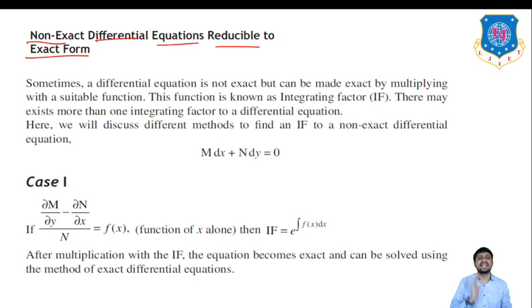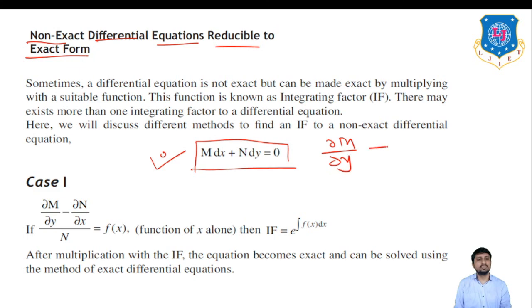In your syllabus there are 4 cases, so we are discussing, from case 1 to case 4, how we can make a non-exact differential equation into exact form. We know that our differential equation is of the type M dx plus N dy equal to 0. If it is exact, then del M by del y equals del N by del x. But for a non-exact differential equation, del M by del y is not equal to del N by del x. In that case we have to find an integrating factor, which is the term we multiply on both sides so that the new differential equation becomes exact.